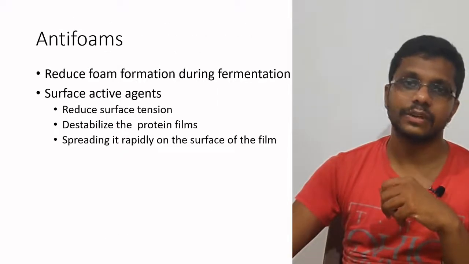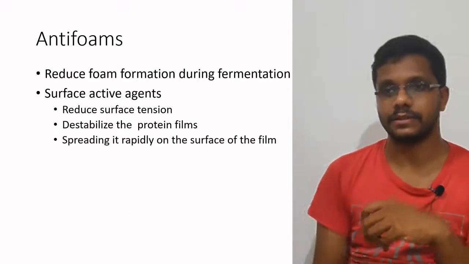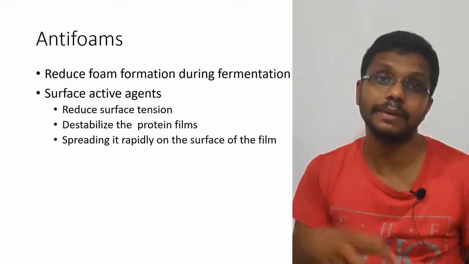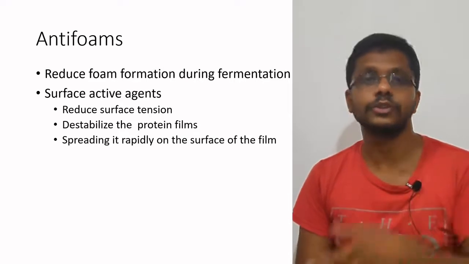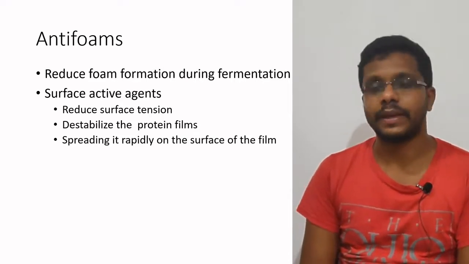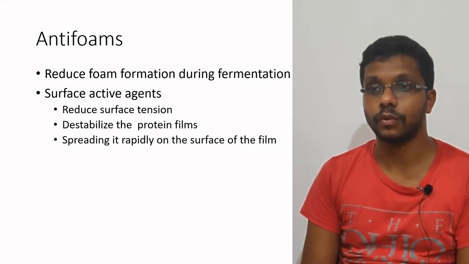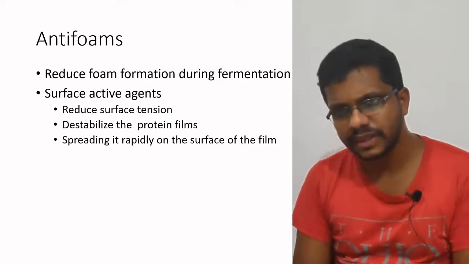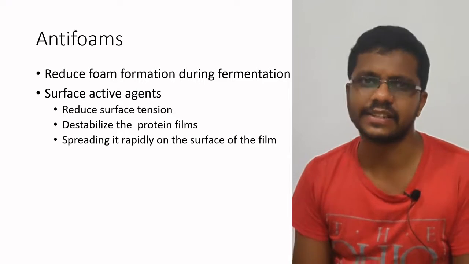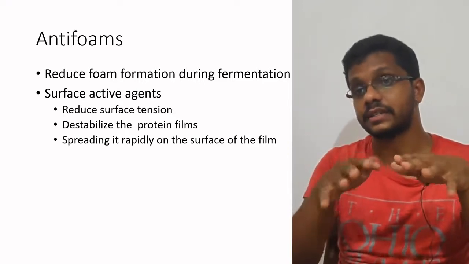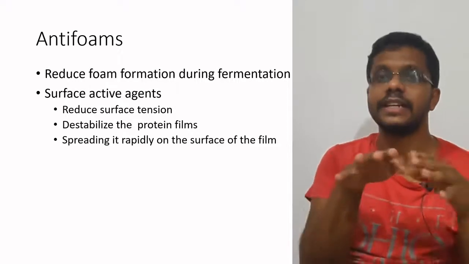But in most of the cases, we use chemical antifoam agents. Chemical antifoam agents are chemicals. If we incorporate this chemical into the medium, or add it into the medium, it will reduce foaming. So they are chemicals which reduce the formation of foam during fermentation. These are basically surface acting agents. As we say, the foaming is due to the proteins, denaturation of proteins.